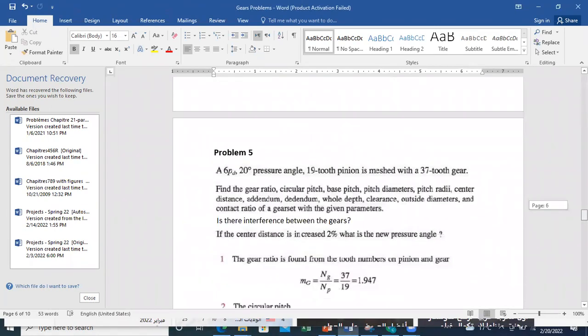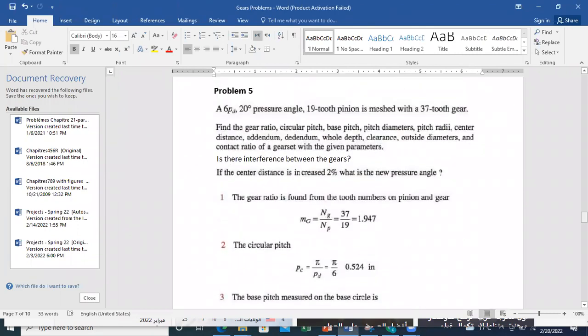Let us move to another problem. We have a 6 diametral pitch, 20 degrees pressure angle, 19 tooth pinion meshed with a 37 tooth gear. We want to find the gear ratio, the circular pitch, the base pitch, the pitch diameters, the pitch radii, the center distance, the addendum, dedendum, whole depth, clearance, outside diameters, and contact ratio of a gear set with the given parameters. So this problem is a review of all characteristics of gears in mesh.